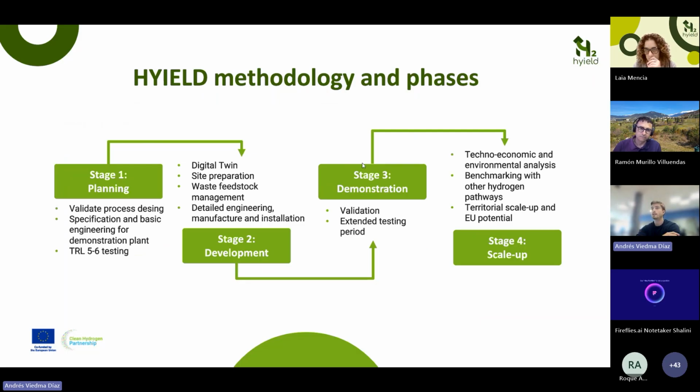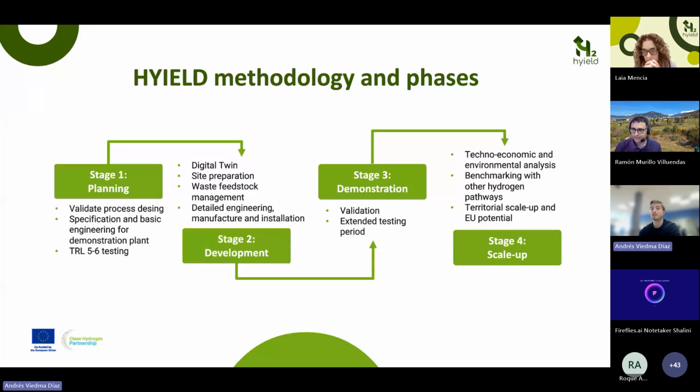We have divided this process into 4 different stages. Stage 1 will be a planning stage. This is process validation, specification, and basic engineering for the demonstration plant, and it is around TRL 5 and 6. Then we go on to stage 2, which is the development of the technology, where we are going to develop a digital twin, site preparation of the plant in the picture that we saw before, the waste feedstock management, and the detailed engineering and manufacturing installation.